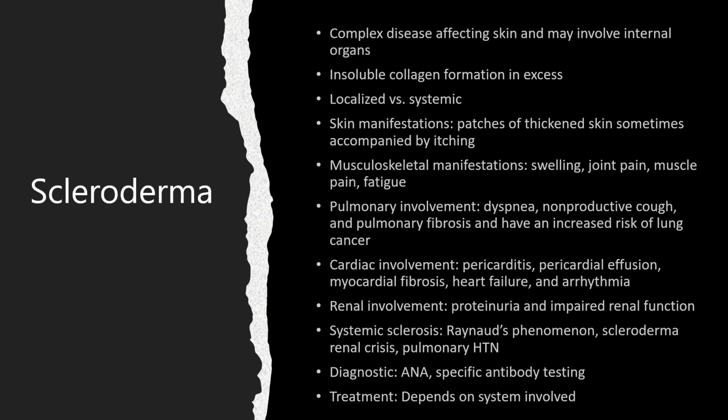Scleroderma is divided into two main categories. So there's localized and systemic. Localized leads to morphea, which is isolated patches of hardened skin.